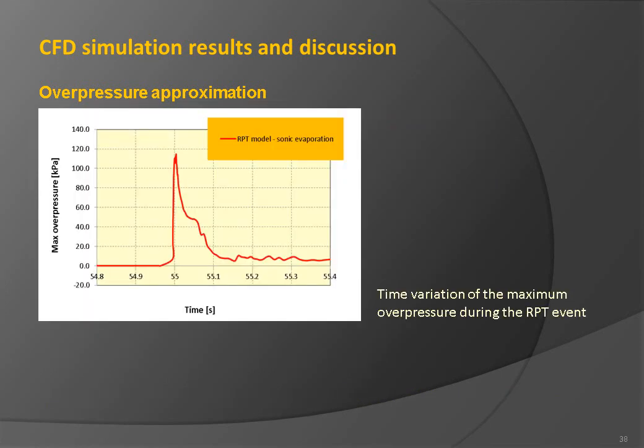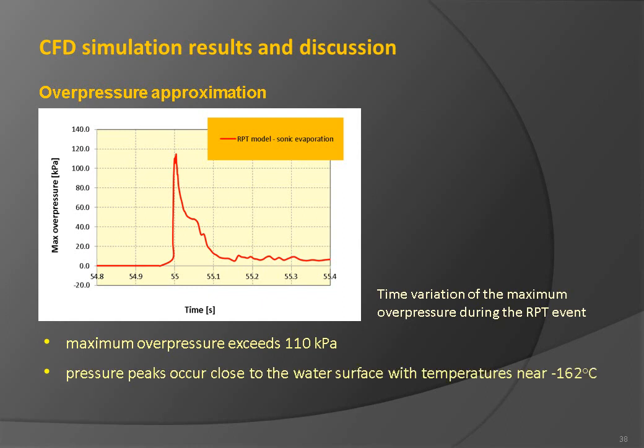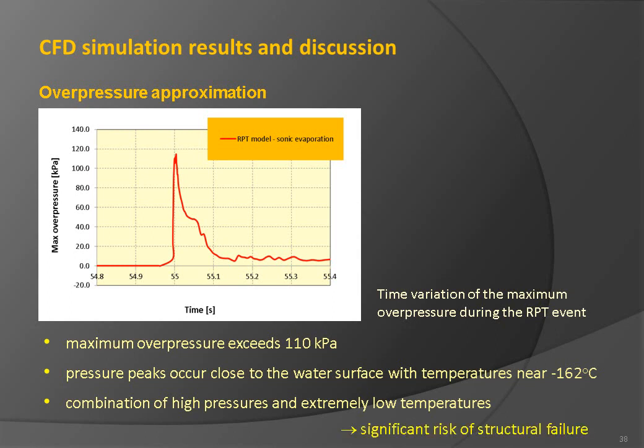Figure presents time variation of maximum overpressure. It shows that the maximum overpressure exceeds 110 kilopascals. Although similar pressure peak values have been already reported, large variations can be found due to differences in experimental conditions. The pressure peaks occur close to the water surface, where the temperatures are close to the LNG saturation temperature of minus 162 degrees Celsius. This combination of high pressures and extremely low temperature does pose a significant risk of structural failure.